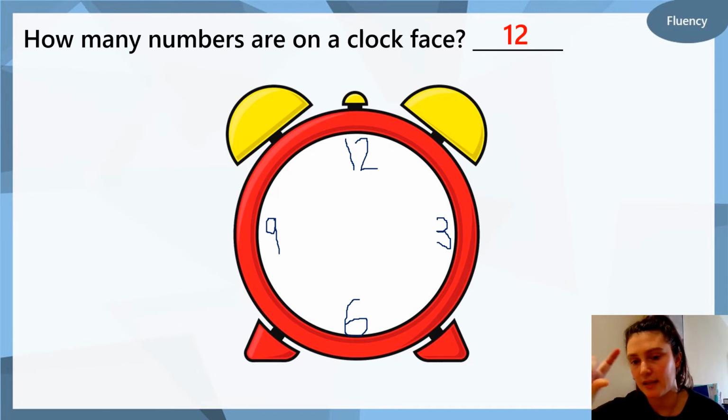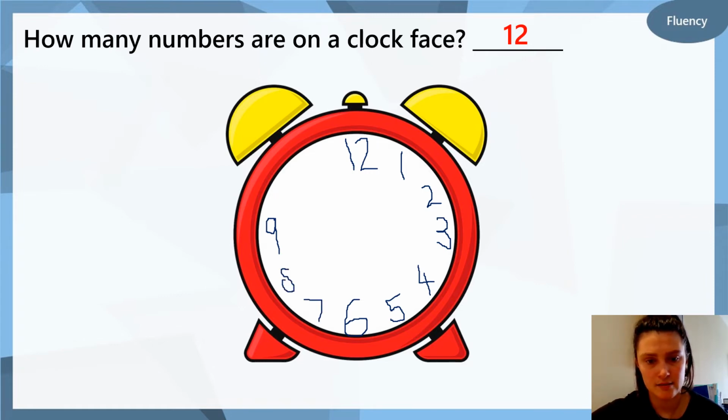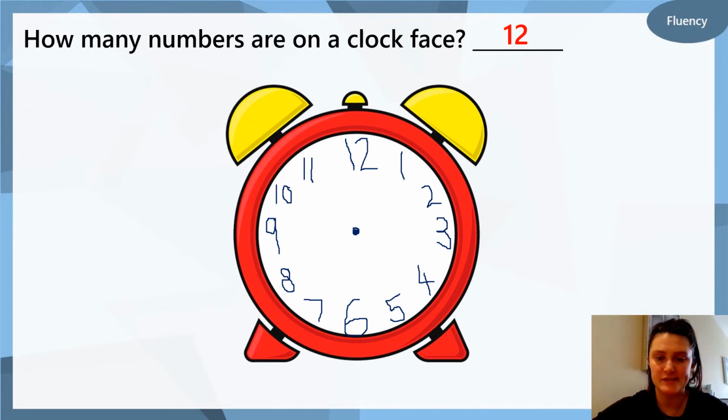So we have to make sure the numbers are the same amount apart from each other. So here we have 1, 2, then we have 3 already, so we'll put 4, 5, and we have 6 already, so let's put 7, 8, we have 9 already, so let's put 10, and lastly 11, and we have 12 already. There. So after we've done our numbers, we need to find the middle between 6 and 12, and we're going to just put a small dot. Okay? So that is how we write our numbers on our clock.